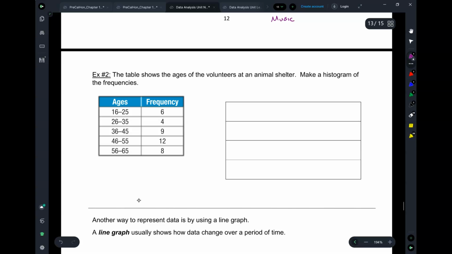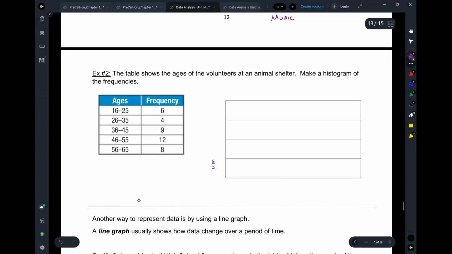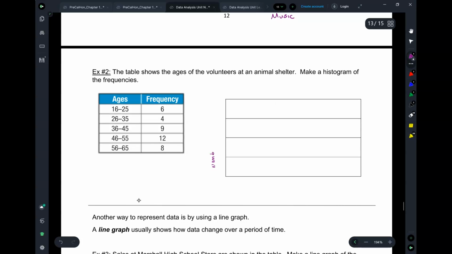Here's another one. The table shows the ages of volunteers in an animal shelter. Make a histogram of the frequencies. All right, so again, the number of volunteers is going to go here. And we have the ages here. All right, so this time we have 1, 2, 3, 4, 5 divisions. So I want to make sure that we divide this into 5 equal parts.